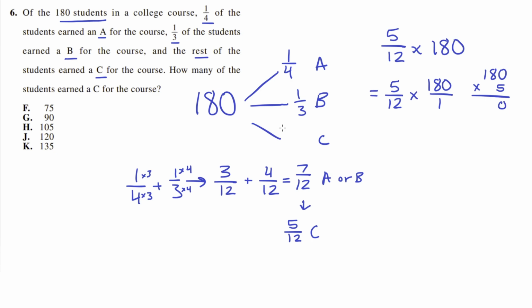5 times 0 is 0, 5 times 8 is equal to 40. We carry over the 4, 5 times 1 is 5, and then add the 4, that's equal to 9. And then we can simplify this to 900 over 12. So let's do that. So 900 divided by 12.